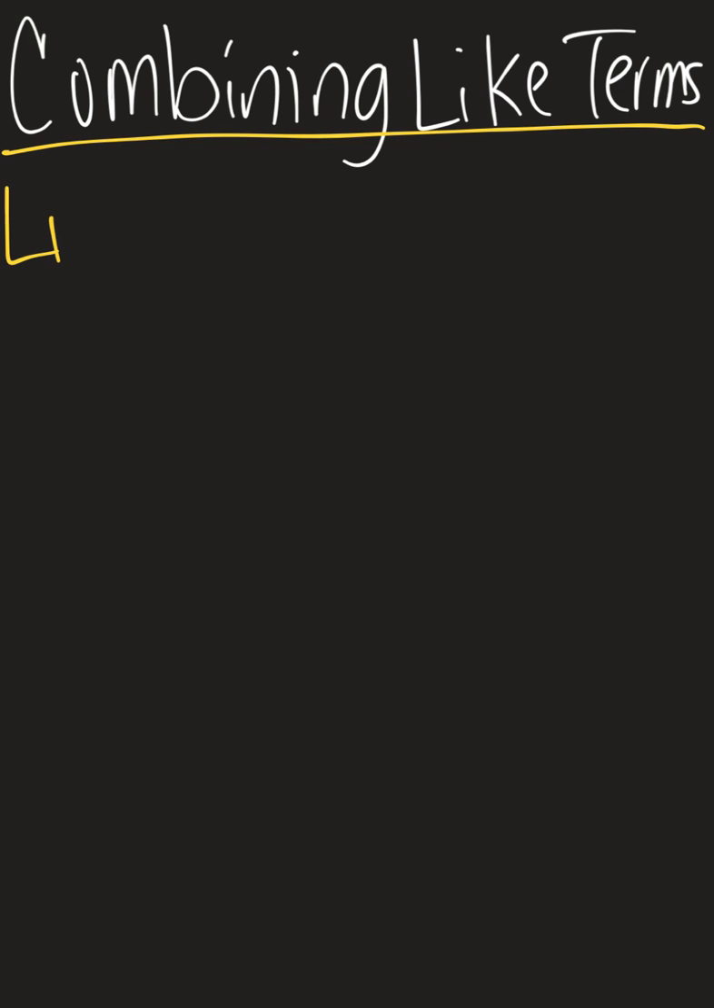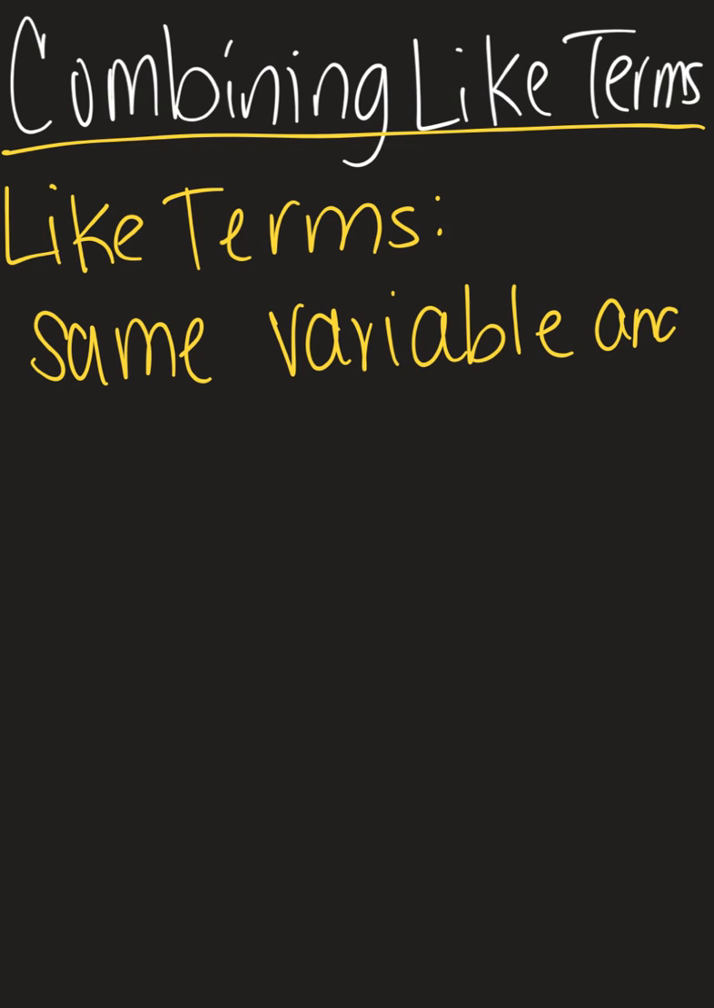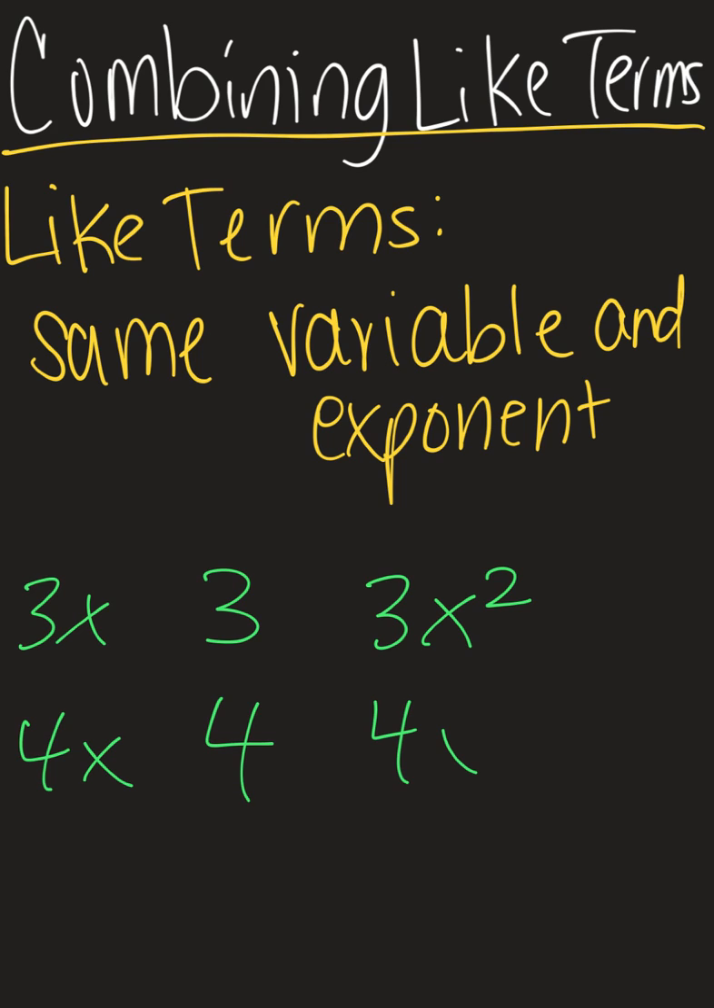So a like term has the same variable and exponent or power, okay? So when I am looking at a collection of terms, for example, let's say I have 3x, 3x squared, 4x, 4x squared. We want to see which ones are like terms. So to do that, I'm going to look for the ones that have the same variable and exponent.